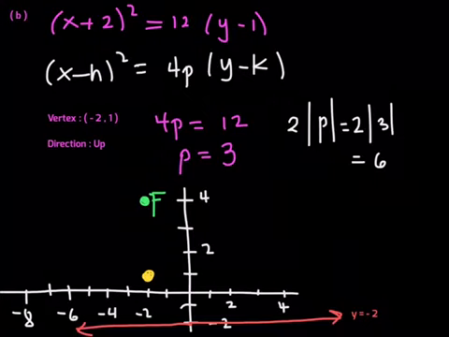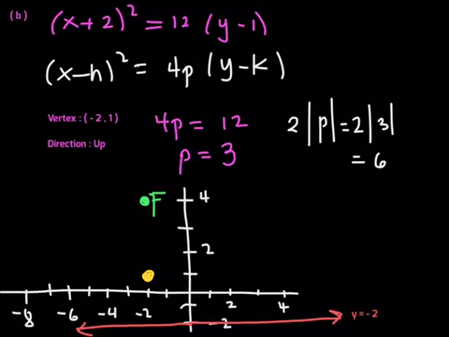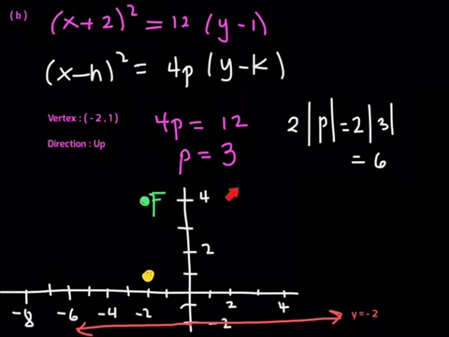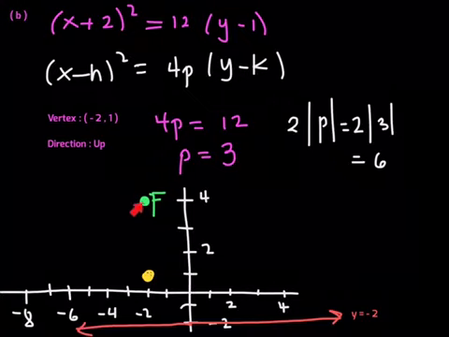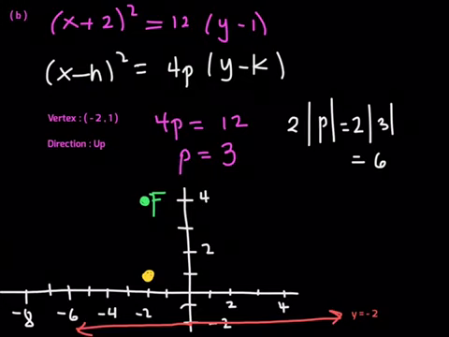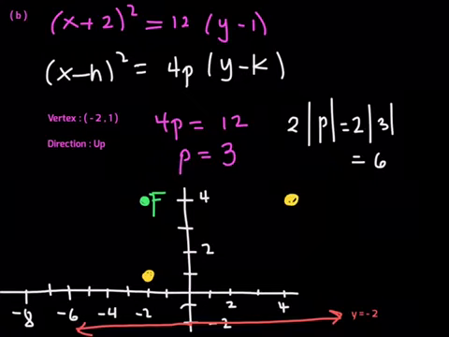Now, the latus rectum will be a line segment that's going right through your focus. It's going right through your focus, so it's parallel to your directrix. It'll be 6 units to the right of the focus and 6 units to the left of your focus. 6 units to the right of your focus will drop you off at 4, 4, out there. And then 6 units to the left of your focus will drop you off at negative 8, positive 4.